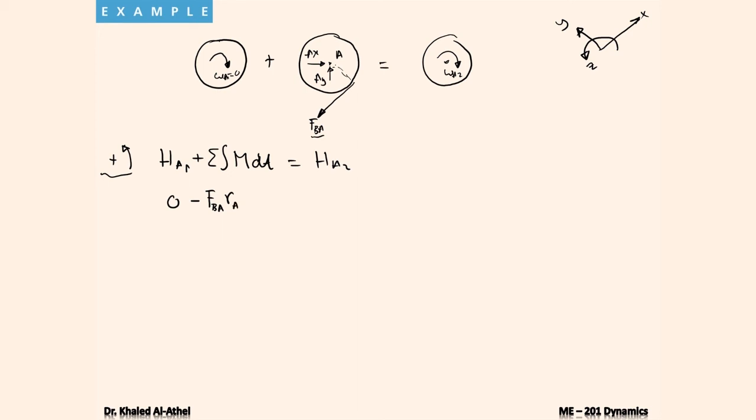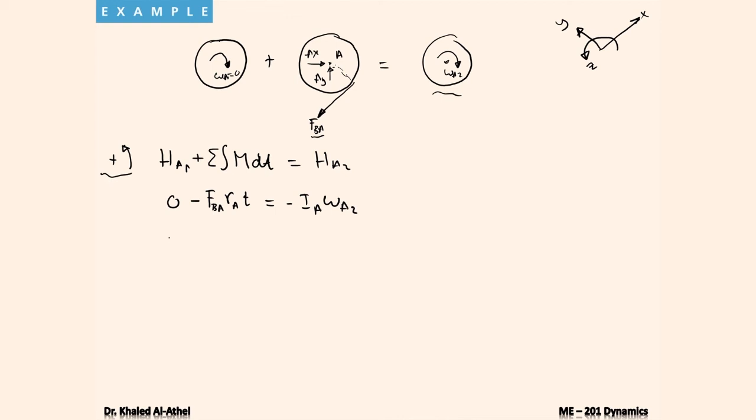And remember, this is the moment. You have to multiply by the time to make it momentum, to make it angular impulse. So it's FR times T. Okay. This should equal to, again, my convention here is clockwise is negative and positive is counterclockwise. So it's going to be minus IA omega A2.